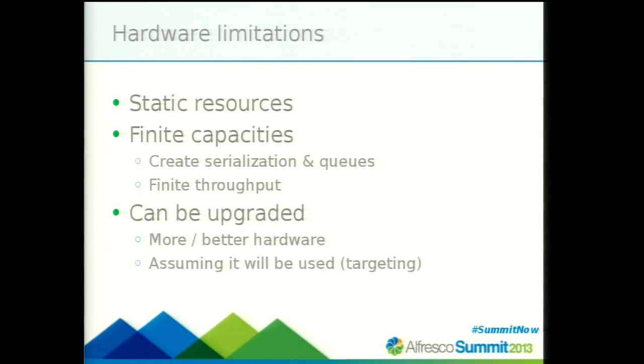And those hardware resources have obviously limitations. Otherwise, it would be a very different world. So it's basically static resources. They have finite capacity, so that creates serialization. If you exceed that capacity, you get queues, for example, in the disk drives. And obviously, that means that there is a finite throughput that you have to deal with.